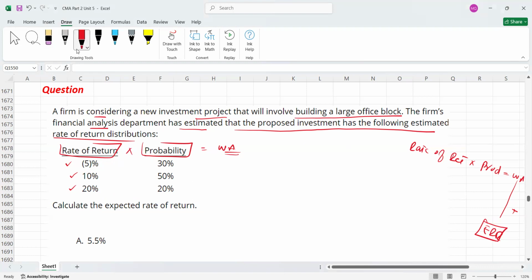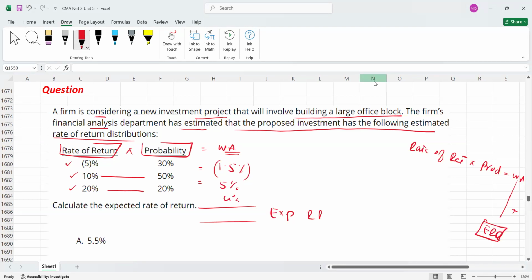If you take 5% negative times 30%, it will give you 1.5% negative value. Then you take 10% times 50%, it will give you 5% positive value. If you take 20% times 20%, it will give you 4%, right? And now you will make the summation. Automatically, you will get the expected rate of return.